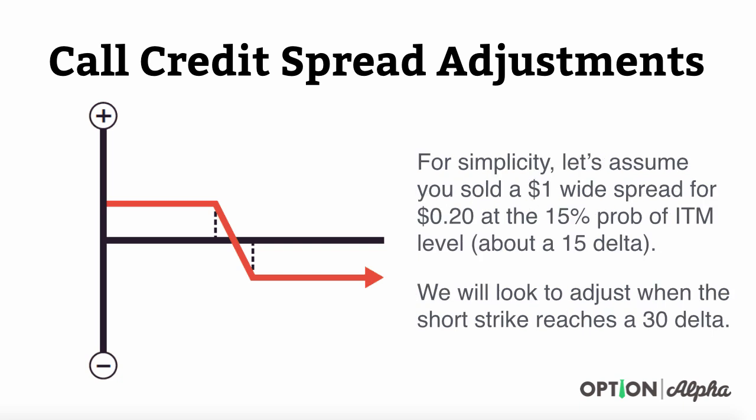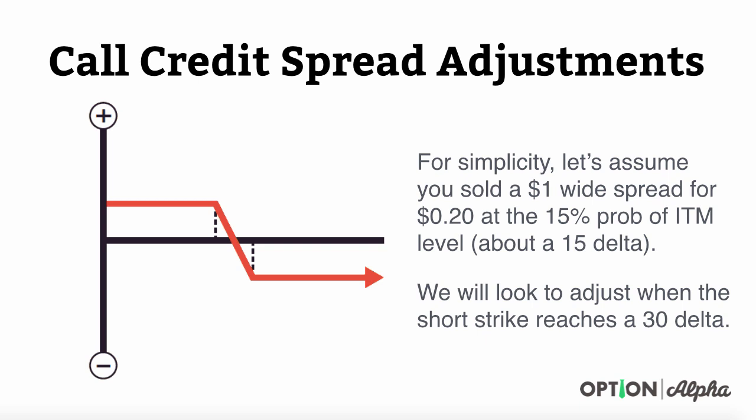Well, for simplicity, let's just assume that you sold a $1 wide spread for about 20 cents, which gives you about a $20 credit at a 15% probability of being in the money level. So about a 15 delta if your broker platform doesn't calculate those probabilities. And what this basically means is that your initial trade had about an 85% chance of success, about a 15% chance of losing. So it's a really high probability trade, but now the stock is starting to move against you.